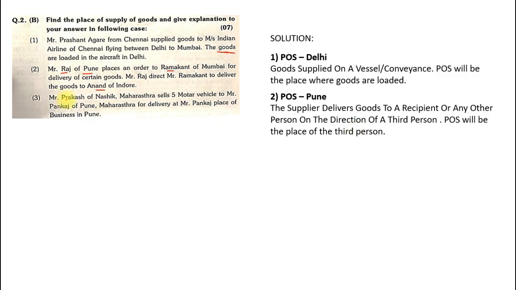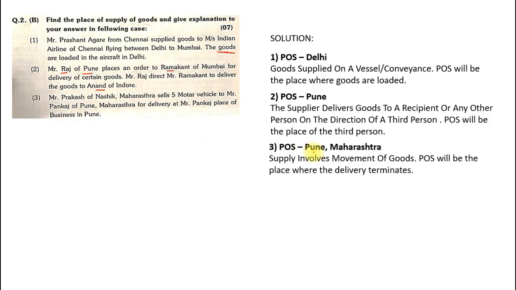Third, Mr. Prakash of Nasik, Maharashtra sells 5 motor vehicles to Pankaj of Pune for delivery at Pankaj's place of business in Pune. So here there is movement of goods. From Nasik, the goods are getting moved to Pune. Wherever the goods terminate, that place will become your place of supply. So it is getting terminated in Pune, so POS will be Pune or Maharashtra. The supply involves movement of goods, and POS will be the place where the delivery terminates.